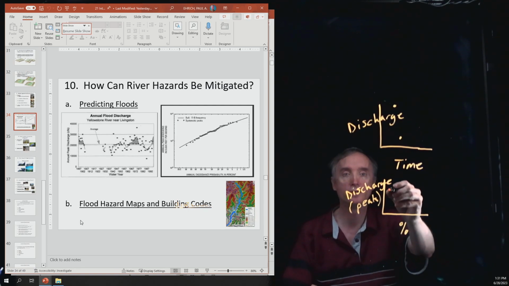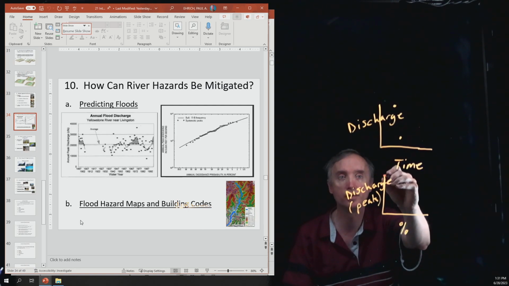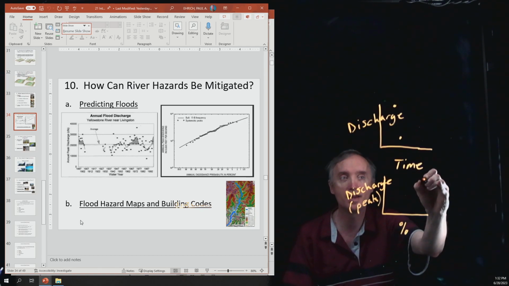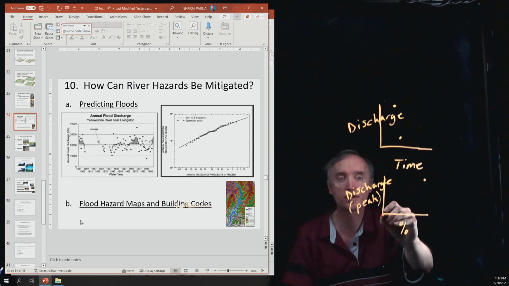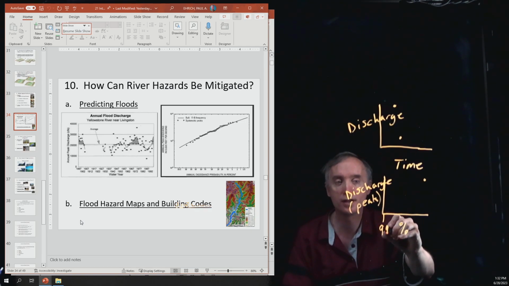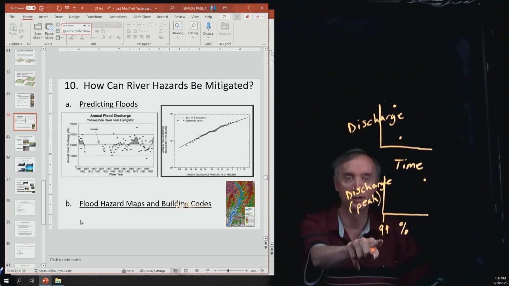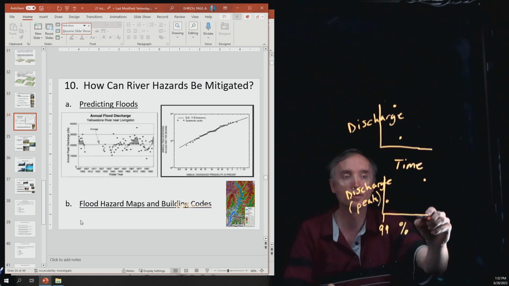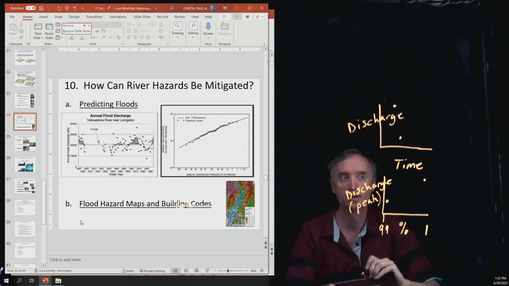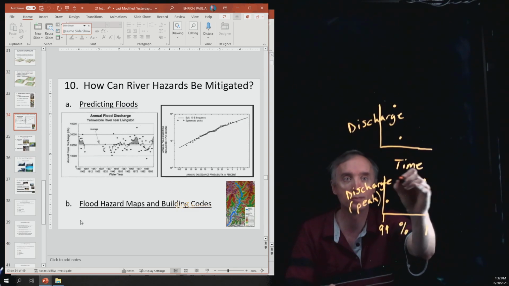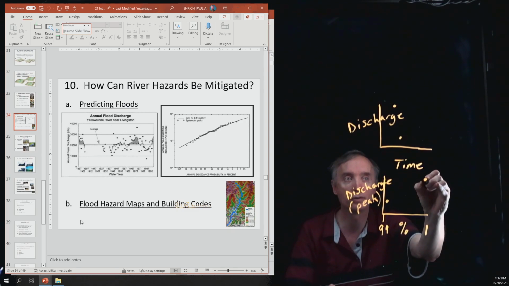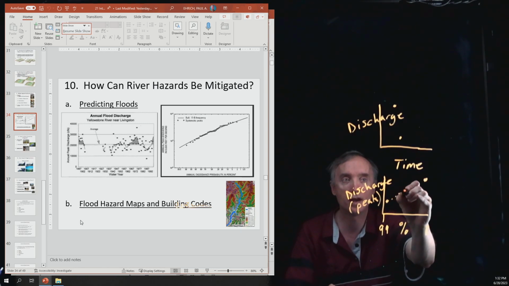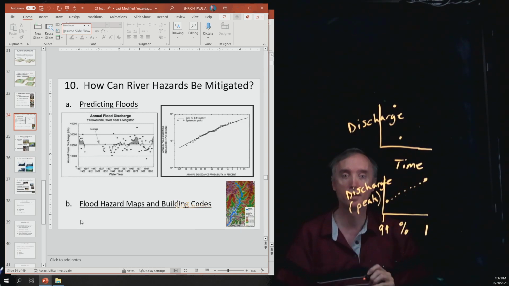So notice that if the peak discharge is really, really high, the percent is very, very low. So it starts out with like, there's a 99% chance over here that the discharge is going to be very low in that river. Okay, but maybe there's only a 1% chance that the discharge is going to be very, very high over here. And then you can see that the other ones fall in a straight line on there.